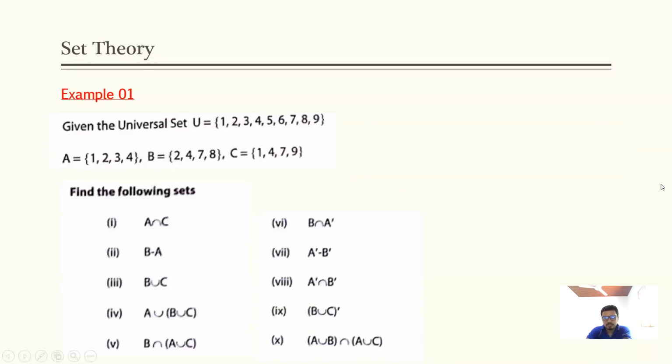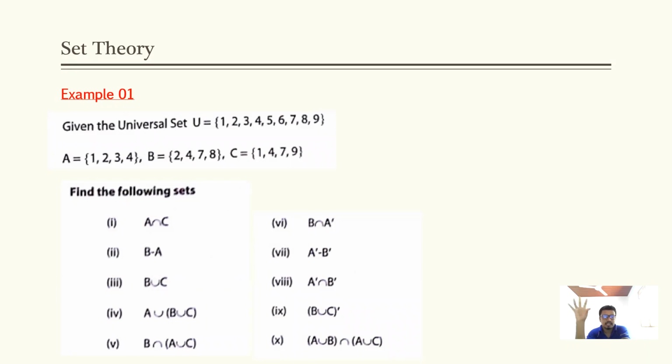Example number 1. You try it first. The universal set is given: 1, 2, 3, 4, 5, 6, 7, 8, and 9. And set A, set B, set C are given separately. You need to find the following sets. First, take this given data into a Venn diagram, and then determine the given sets.